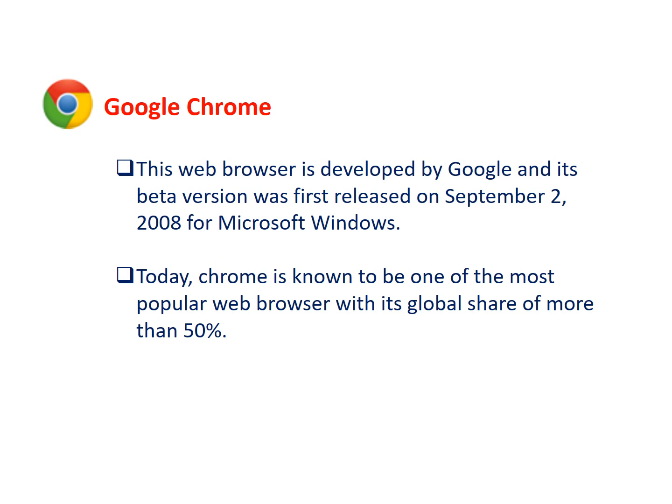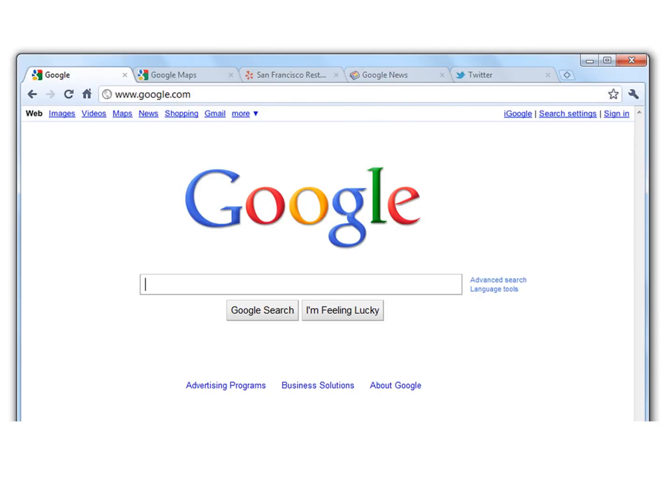Then we have another popular browser known as Google Chrome. This browser was developed by Google, and its first version was released in September 2008 for Microsoft Windows. Nowadays, Google Chrome is known to be one of the most popular browsers, with a global share of more than 50%. This is how a Google Chrome homepage looks like.